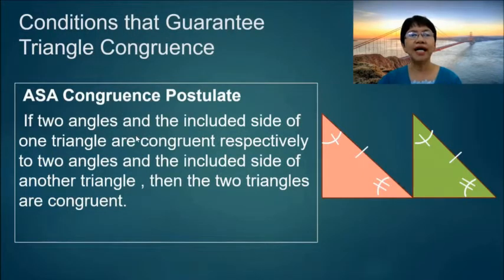Next, we have the ASA congruence postulate, or angle-side-angle congruence postulate. If two angles and the included side of one triangle are congruent respectively to two angles and the included side of another triangle, then the two triangles are congruent. So we have two angles which include the common side, or the corresponding side. So we have ASA congruence between the two triangles.